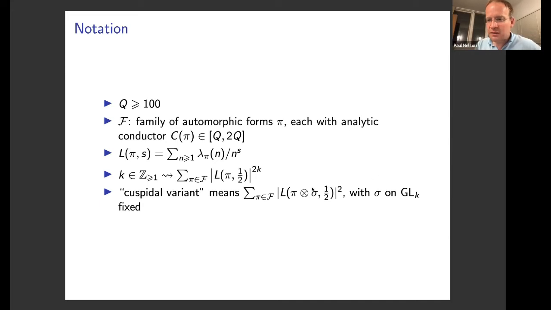So is there any question about the notation we have, or anything else on this slide?